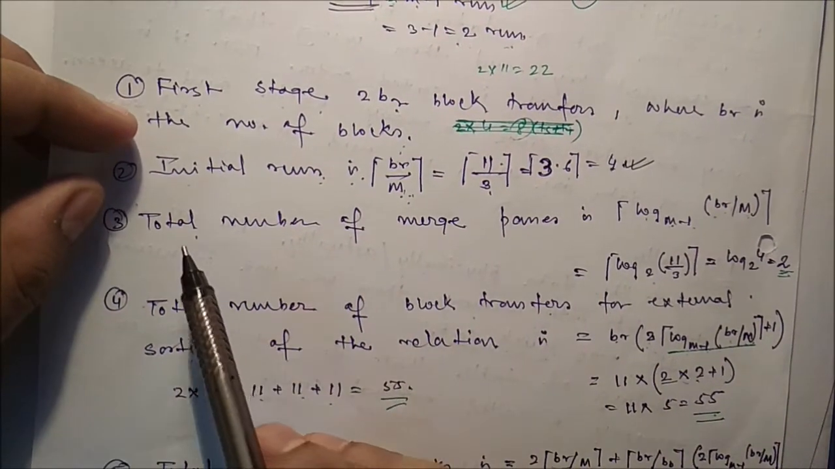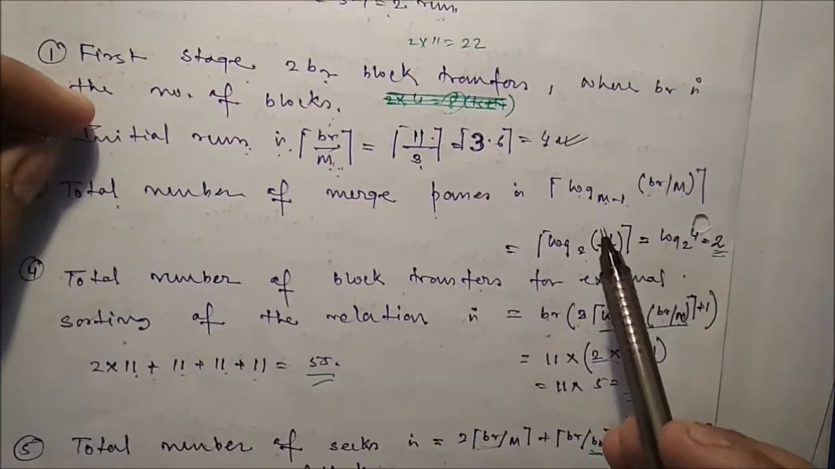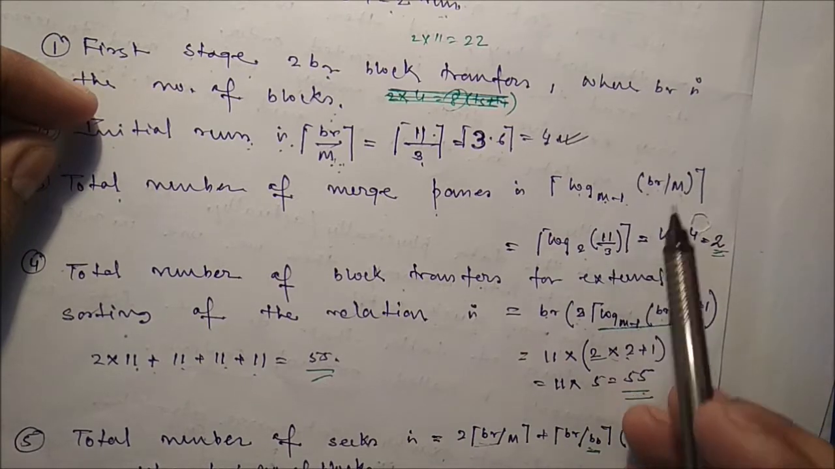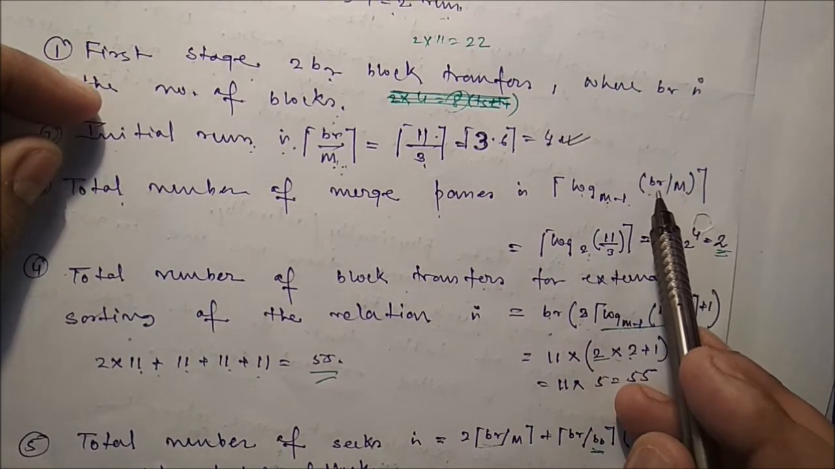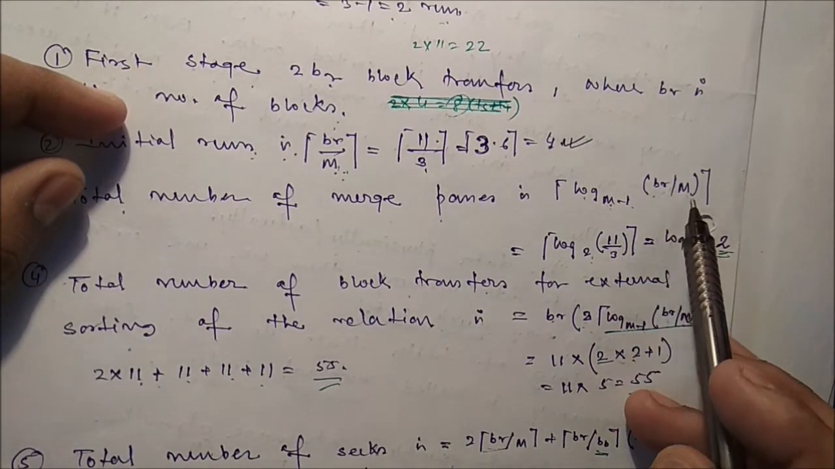Next is what? The total number of merge passes is what? Log base M minus 1 of BR by M. So log M is what? 3, 3 minus 1, 2. What is the number of blocks? So the number of blocks is 11, and M size is 3.